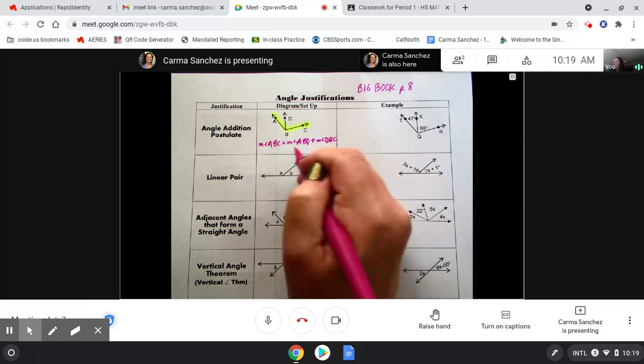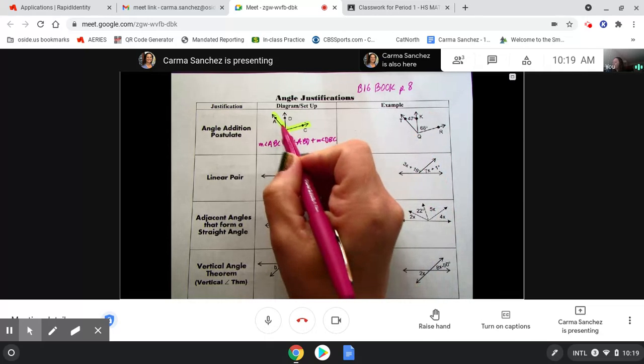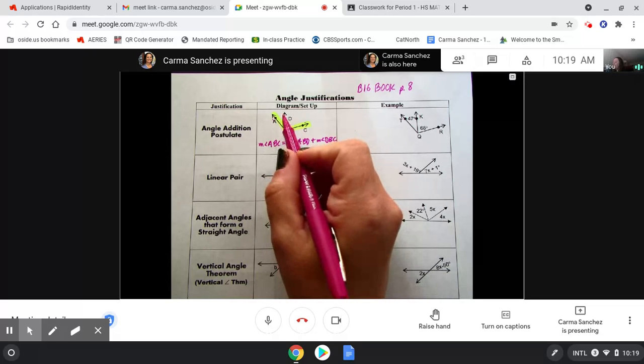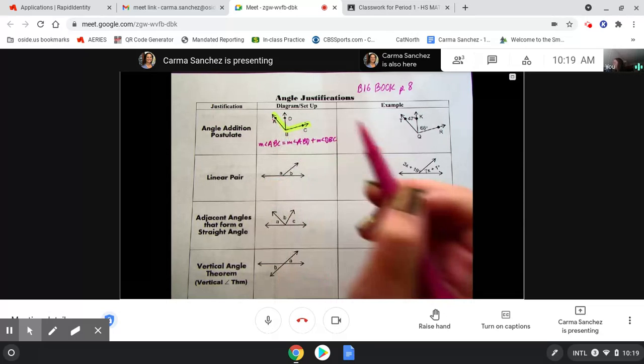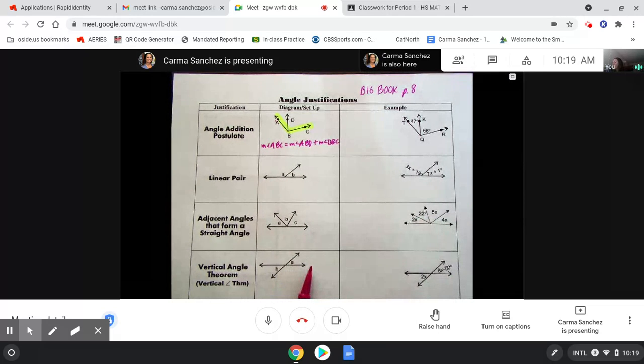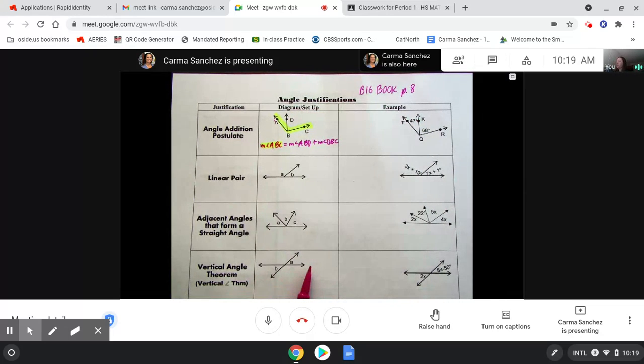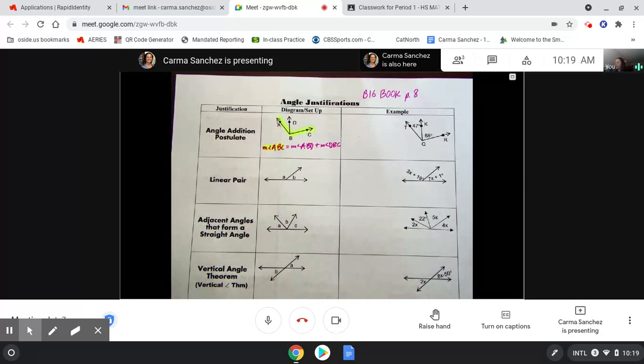Now I'm using three-letter names here where the vertex is always your middle letter. So I can call it angle ABD or angle DBA. Both of those work as long as B, the vertex, is the center. So the measure of angle ABC is equal to the sum of the measures of the smaller angles. Okay, let's go put one into practice here.